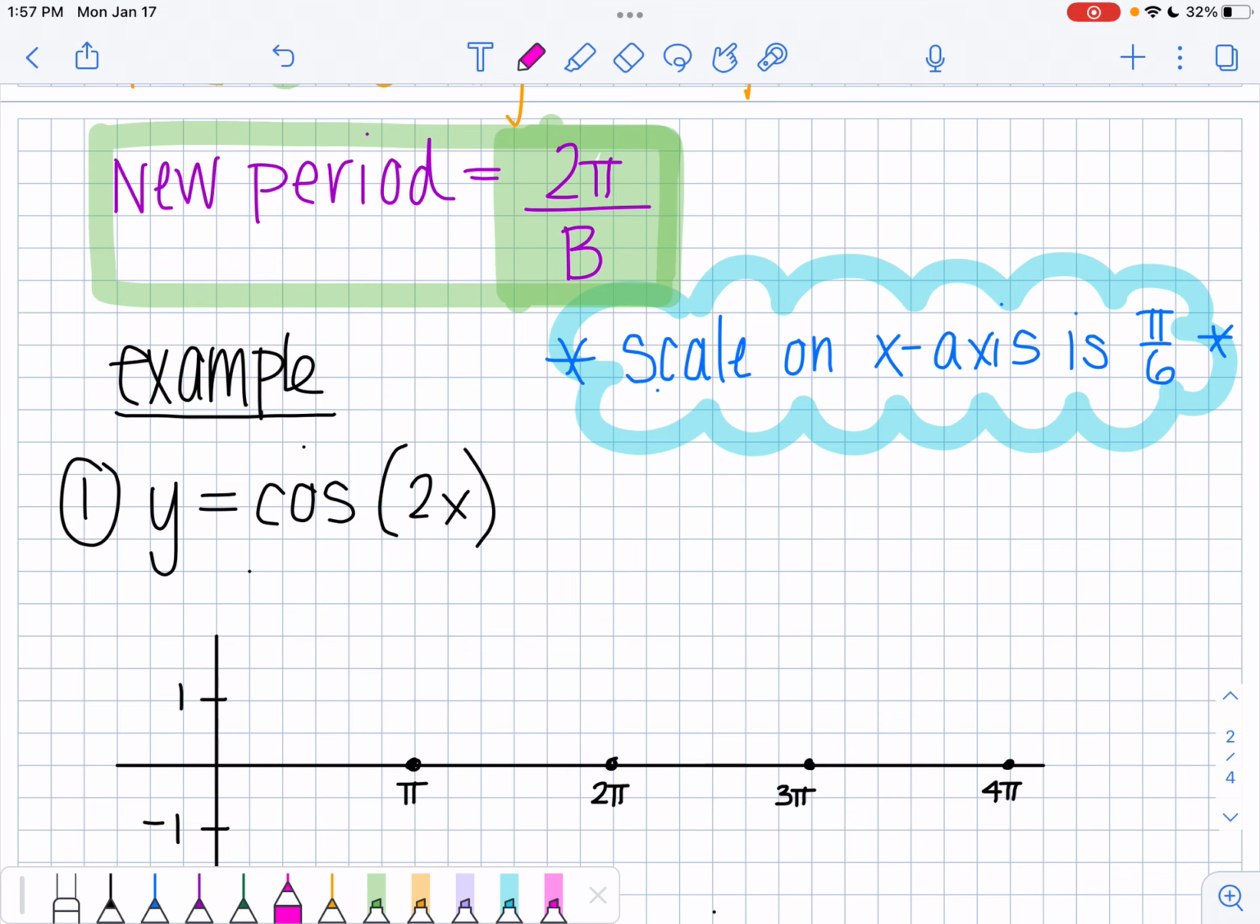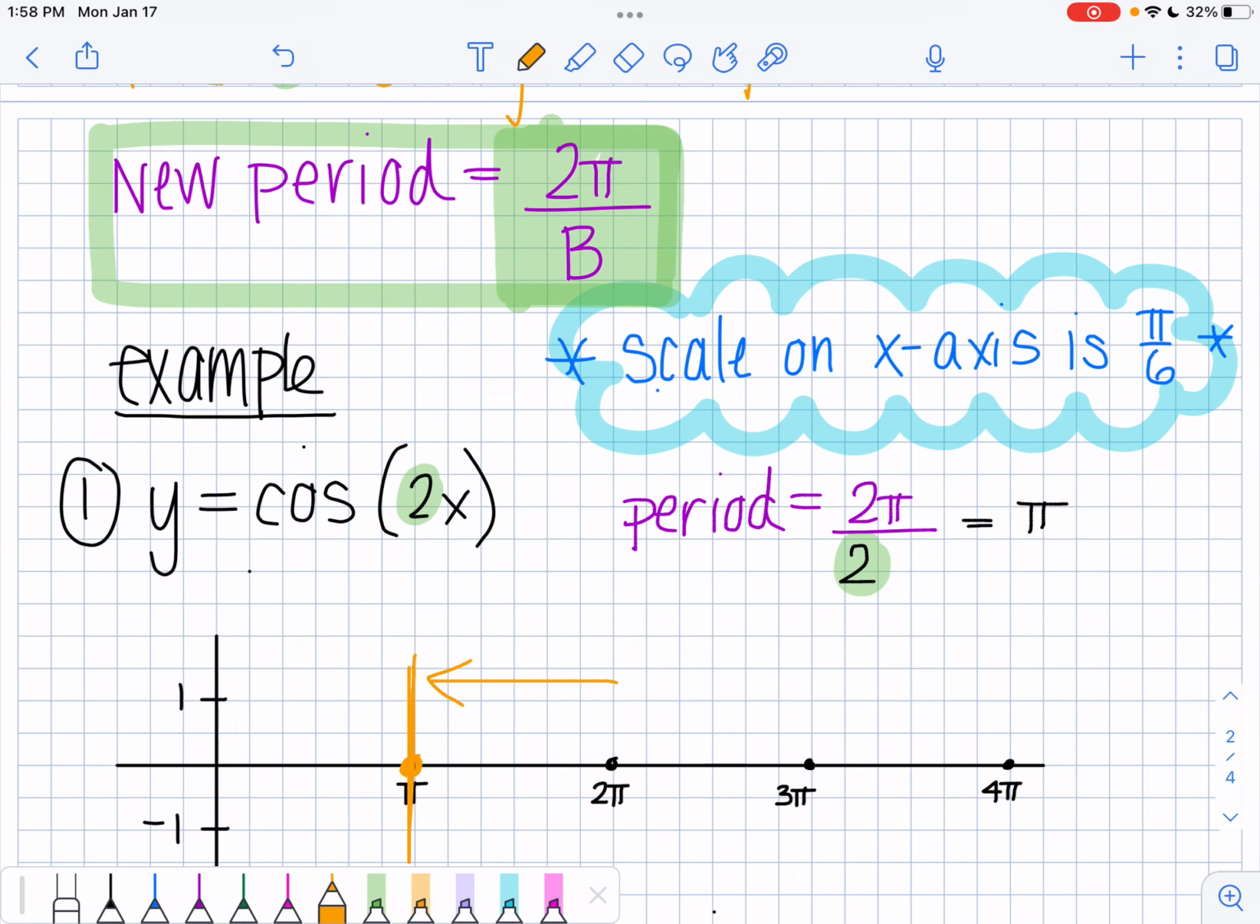Okay, so example number 1, we want to graph y equals the cosine of 2x. The first thing I have to do is find my period. My period is 2 pi divided by my b value. My b value is this guy right here, so this value 2 is going to go here. So 2 pi divided by 2 is equal to pi. That means that instead of my period being 2 pi, my cosine function has to squeeze in all the way up to this point. I'm taking my regular function and squishing it in. So it's going to go there.